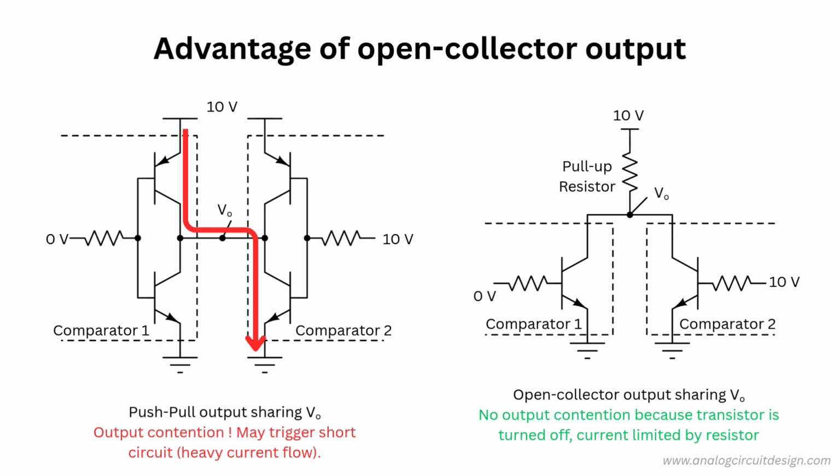In the right, we see an output node is being shared by two open collector outputs. Comparator 1 tries to assert high at the output. The sole NPN turns off. Comparator 2 tries to assert low. The NPN turns on. It draws only VCC by R current, which is limited by R. The output can go low without any problem.